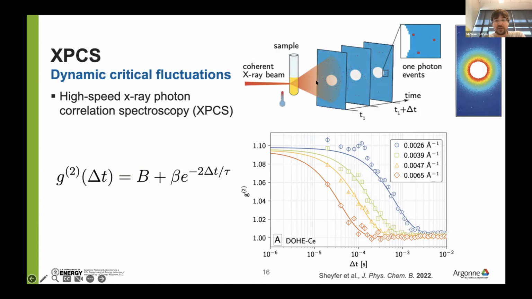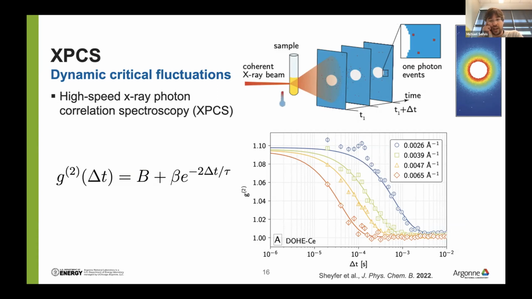we measure one photon events with a coherent X-ray beam in time series, and we measure the correlation functions of these photon events. And so we can construct these G2 functions and then average over some Q range on the detector. For each different Q range, there is a different decay time in this G2 function. So we can then obtain the dynamic lifetimes as a function of Q as we measure a sample.